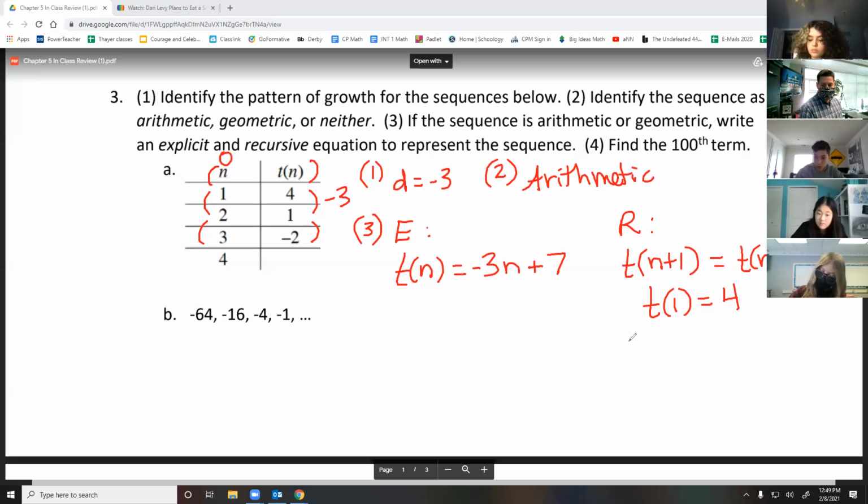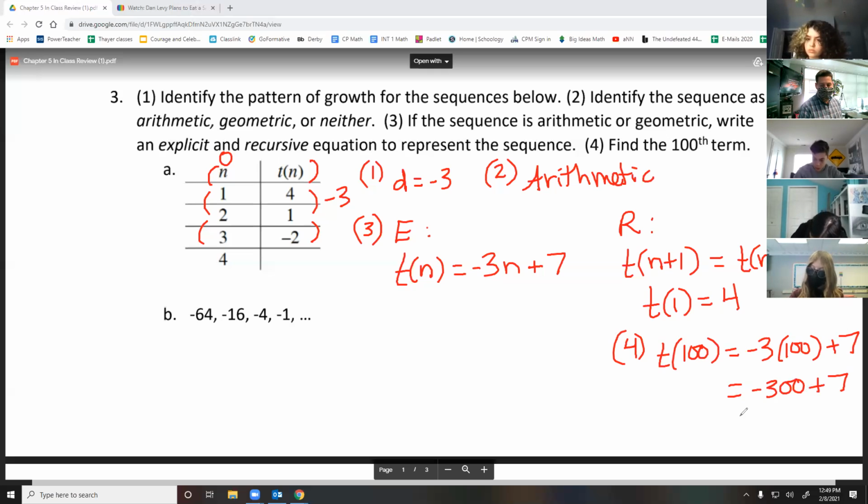In number 4, or part 4, find the 100th term. Use the explicit equation to find the 100th term. Plug 100 in for n and multiply negative 3 times 100 plus 7. And you'll get the 100th term is negative 293. That's your 100th term of your sequence.